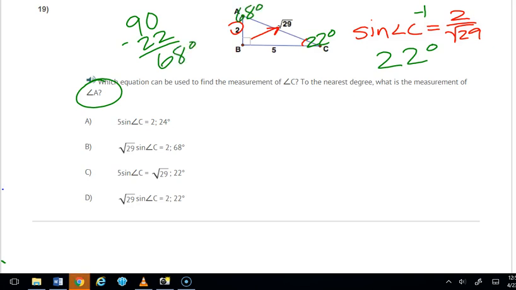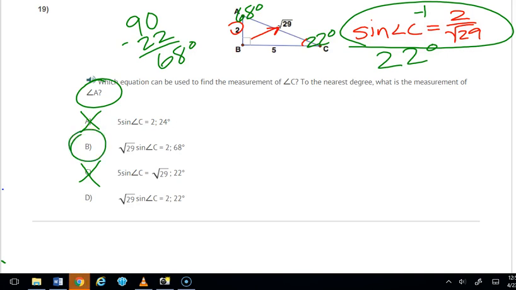So, first of all, I can eliminate A and C because, again, they have 5s in them, and I don't have any 5s in my problem. And then what we're looking for is the formula like this, and that would just be multiplying by the square root of 29 on each side and getting the 2 to the right, and then the answer is 68, so this was our answer.